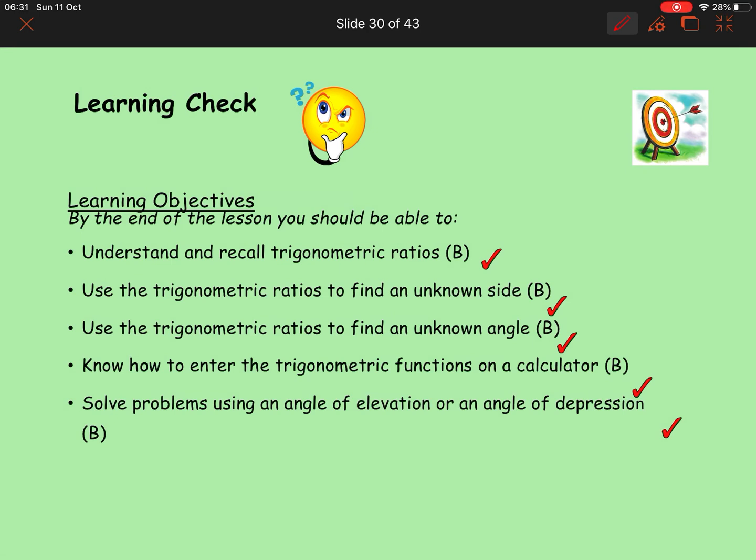Okay? So, by now you should be able to understand the trigonometric ratios, sine, cos and tan. You should be able to find unknown sides, you should be able to find unknown angles, you should be able to use your calculator, and you should be able to understand angles of elevation and depression. Okay, so if any of that you do not understand, then please get on the call and let me know, and I will help you.